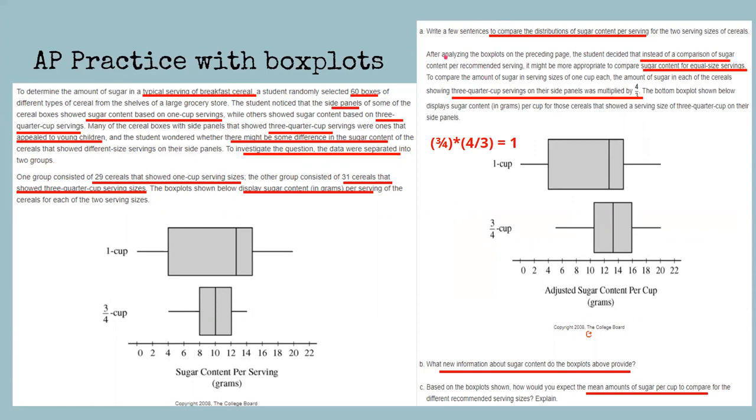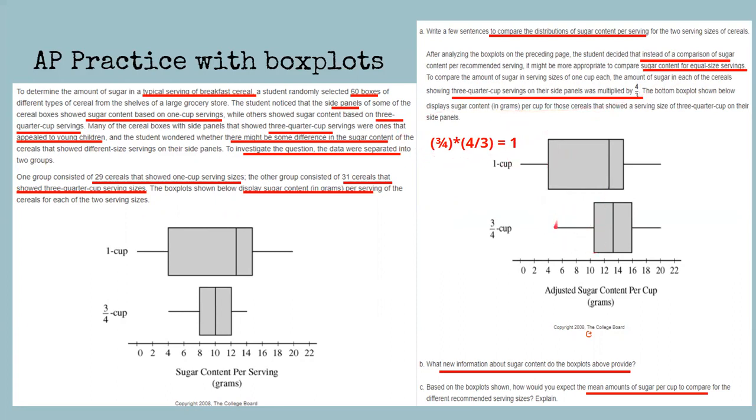After analyzing the box plots on the preceding page, they decided to make it instead of a comparison of sugar content per recommended serving, so instead of 1 cup and 3/4 cup, they're going to make it equal size servings. So they decided they're going to make it both 1 cup. Well, how can they do that? They decided to multiply the 3/4 cup by 4/3. That makes it equal 1.